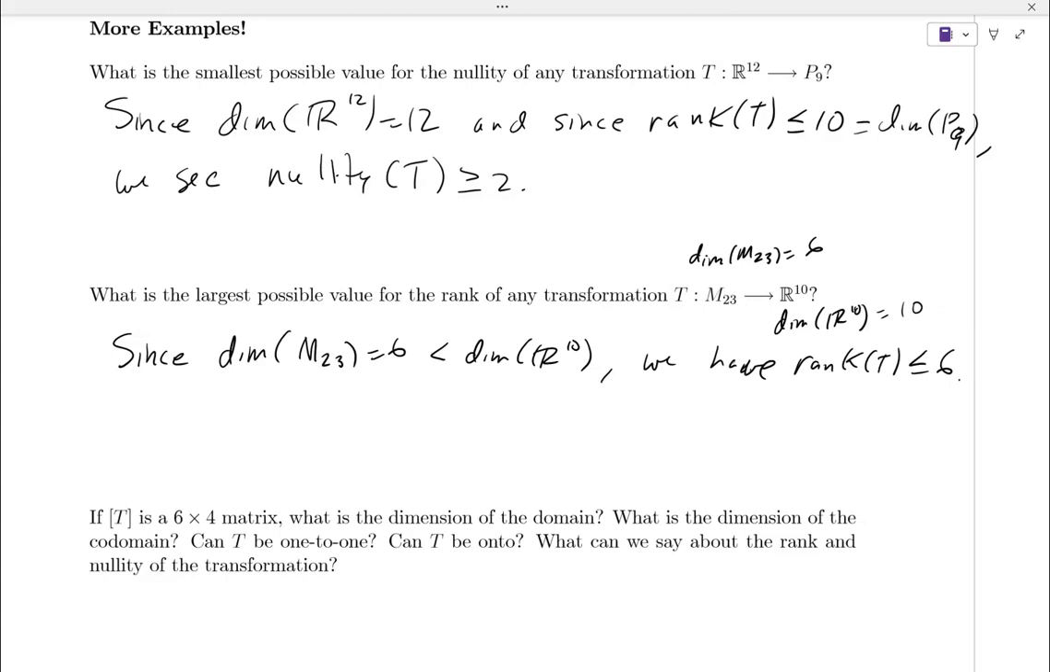All right. So in the previous example, we said that transformation cannot possibly be 1-to-1. The domain is too big. Can this transformation possibly be onto? Can I take a dimension 6 space and make it onto a dimension 10 space? No. I can do 1-to-1, but I can't make it onto, right? The space is too big.